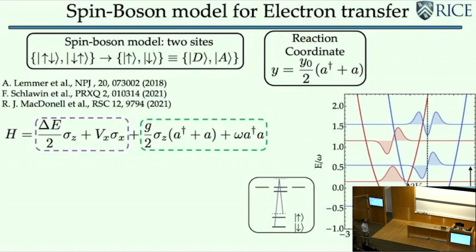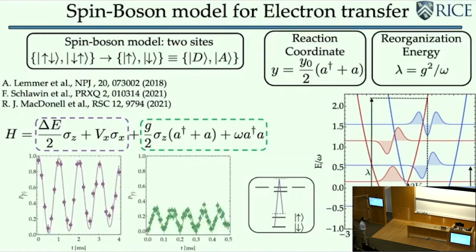qubit-phonon coupling. And so here you can see that, for example, we can tune both. This is simply a Rabi flopping, and this is a characteristic spin-phonon evolution. So we can calibrate very precisely all these four parameters.